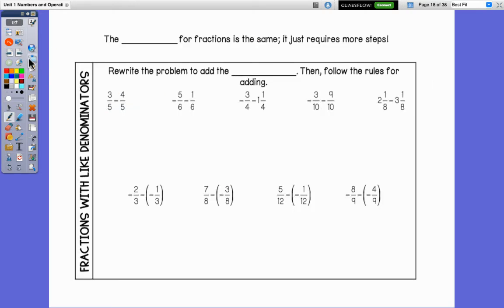Okay, so now we are going to do the same thing with like and unlike denominators with fractions. So the process for the fractions is the same. It just requires more steps. Remember, like denominators, that's the great one because we're not changing anything. We're going to add the opposite.